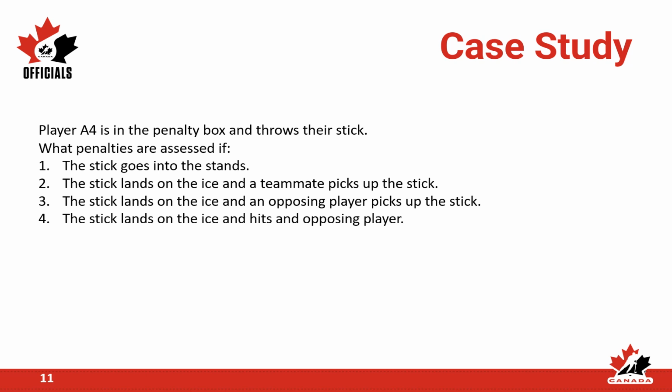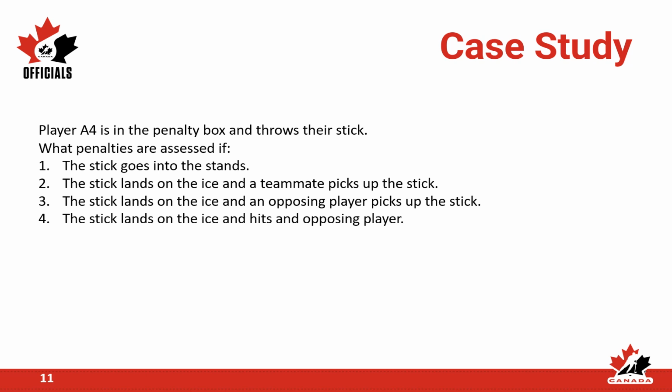So in this example, player A4 is in the penalty box and throws their stick. What penalties are assessed if 1. The stick goes into the stands, 2. The stick lands on the ice and a teammate picks up the stick, 3. The stick lands on the ice and an opposing player picks up the stick, and 4. The stick lands on the ice and hits an opposing player.